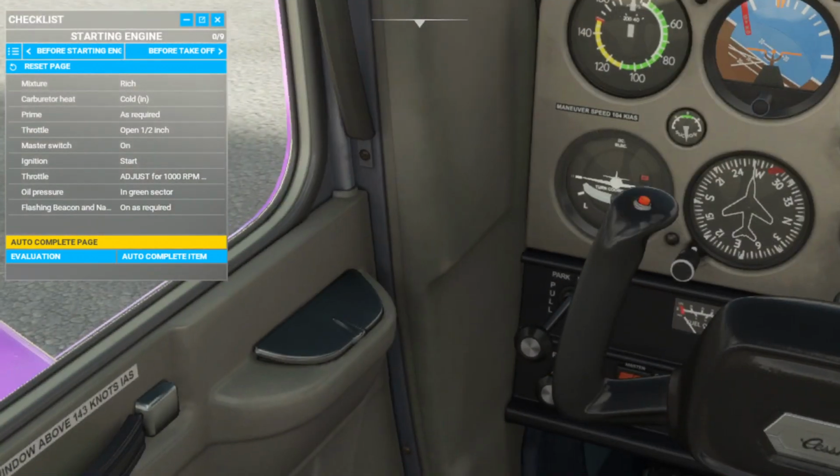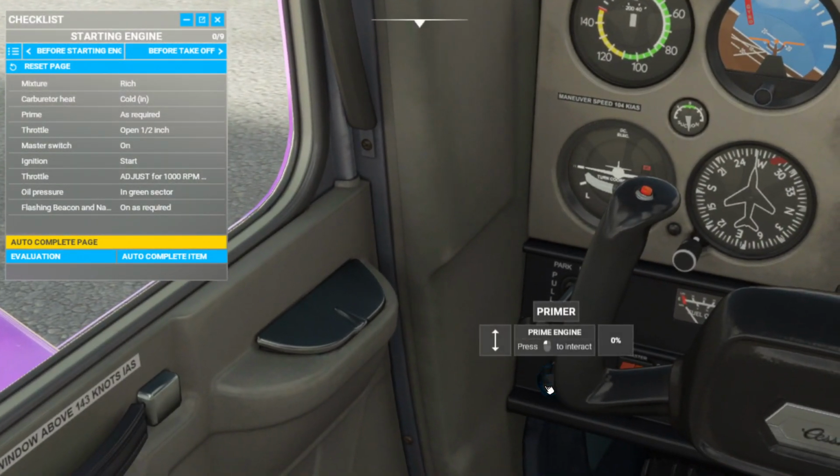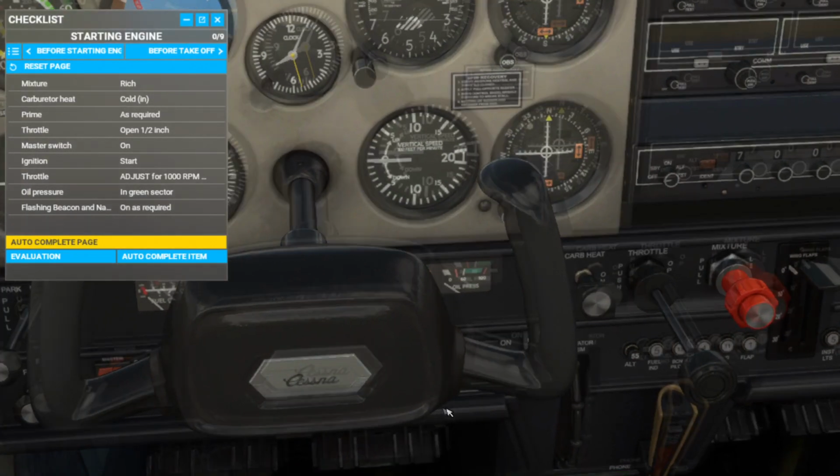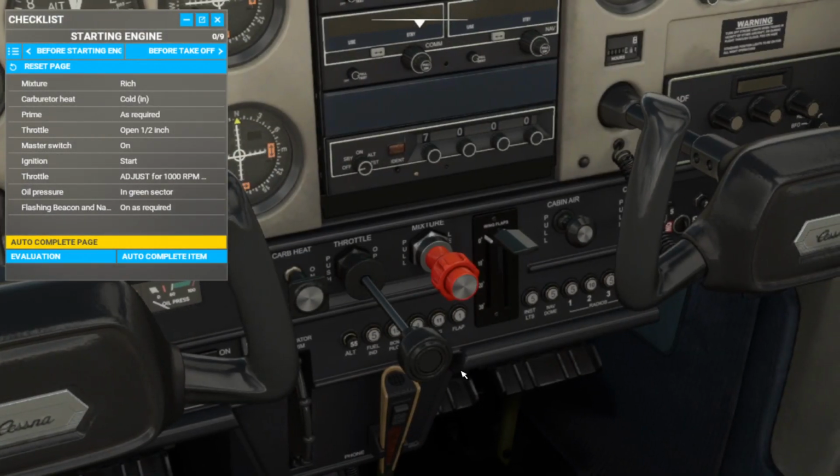Next, what you have to do is we have to have the primer, which is this one. You have to prime the engine. We pull it and it primes the engine. We are doing it thrice so that it primes. And we have to keep the throttle half an inch open. So it's going to be kind of like that.